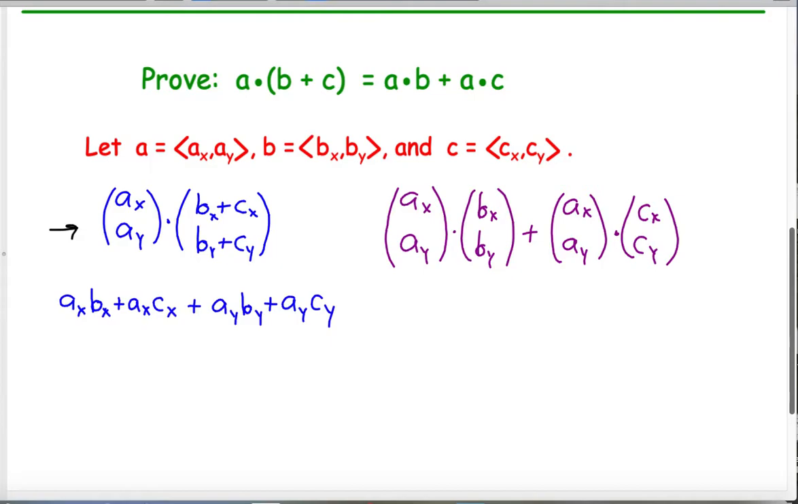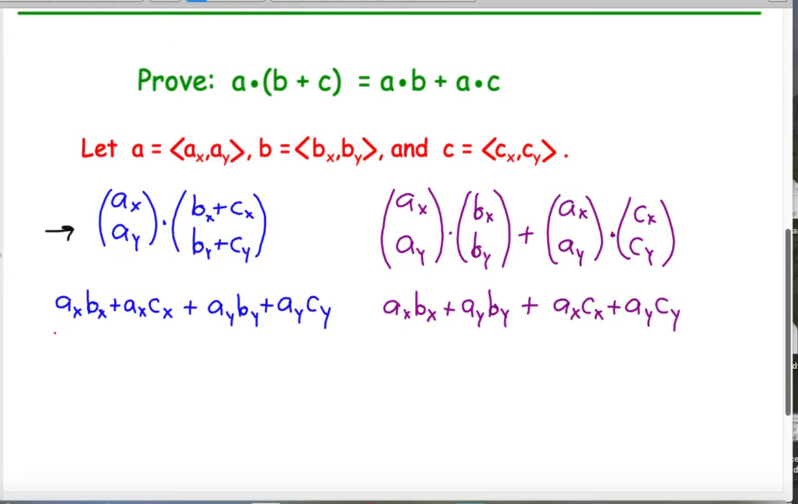All right, so for the dot product of the first two vectors, that's going to give me a sub x times b sub x. And then I add to that, multiplying the y components, a sub y, b sub y. Plus, and then I'm going to do the dot product of vectors a and c, multiply the x components, a sub x, c sub x, and then add to that the product of the y components. And let's see where we're at.